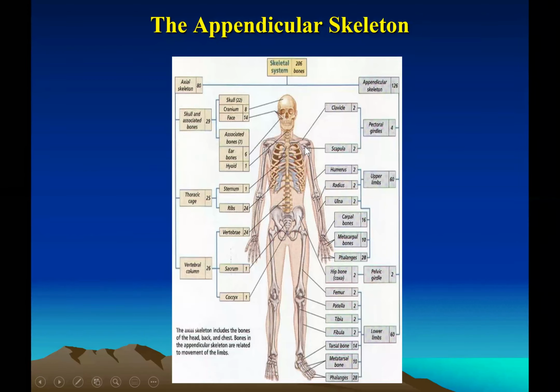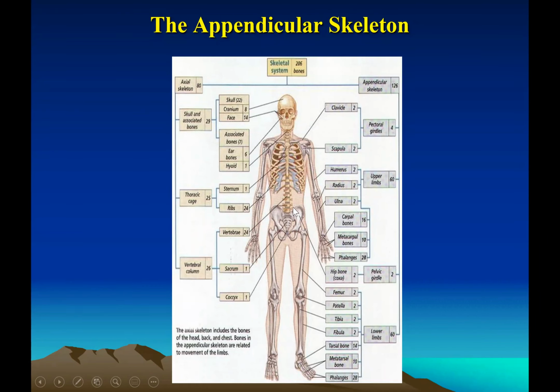Your upper limb is made up of your arm, your forearm, and your hand. So the upper arm is the humerus, radius in your forearm, and ulna. Radius is lateral, ulna is medial in the anatomical position. We have 8 carpal bones in each hand, 16 in total. Palms are 10 metacarpal bones and 28 phalanges in total.